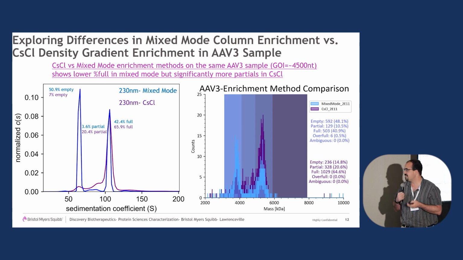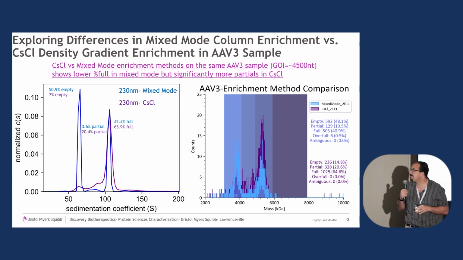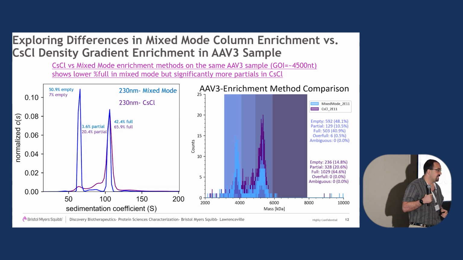And so taking a look at our partials and comparing it with these two methods, we're able to get a really good comparison between the AUC and the mass photometer. We're able to see that with a cesium chloride enrichment, we're getting about 20 to 25% partials. When we're doing mixed mode, we're getting about 5 to 10% partials. So a big difference in what we're looking at with our final product.